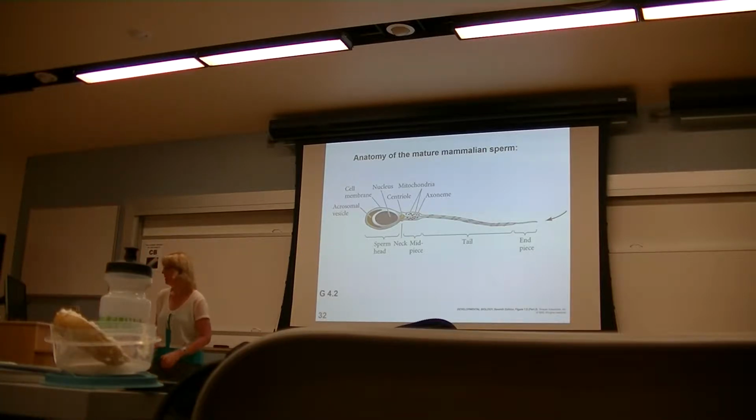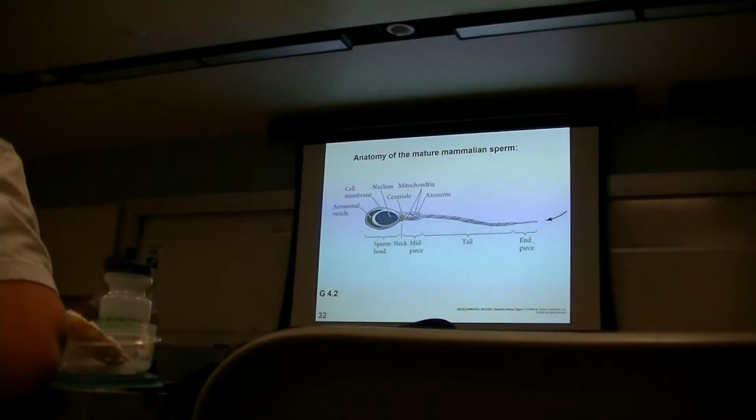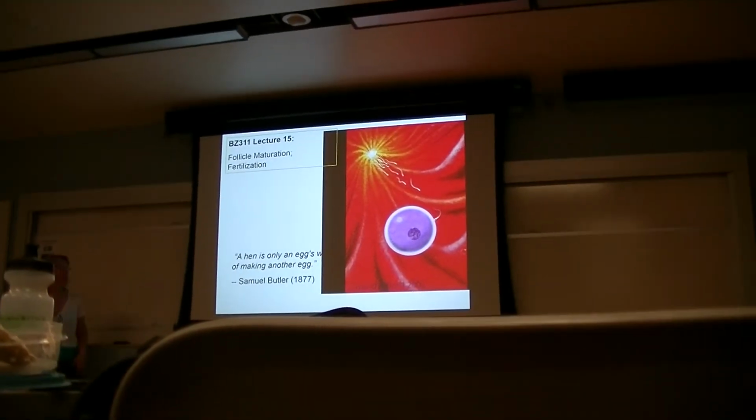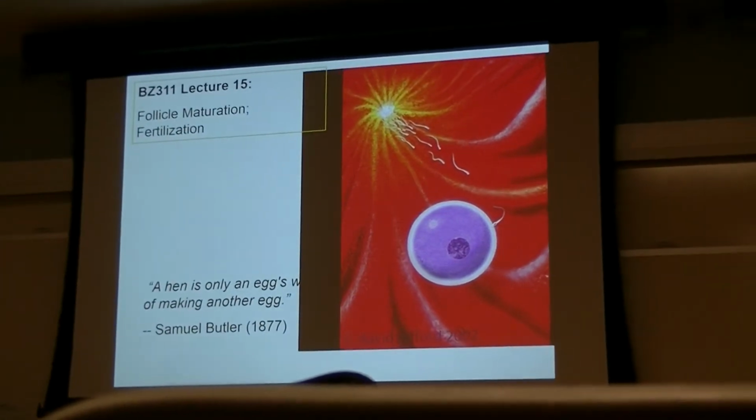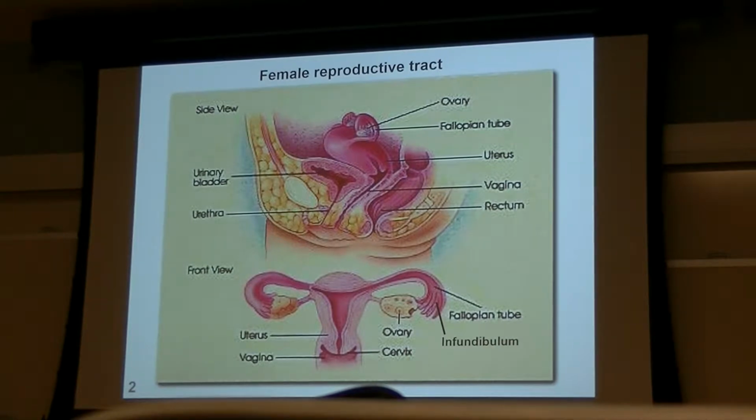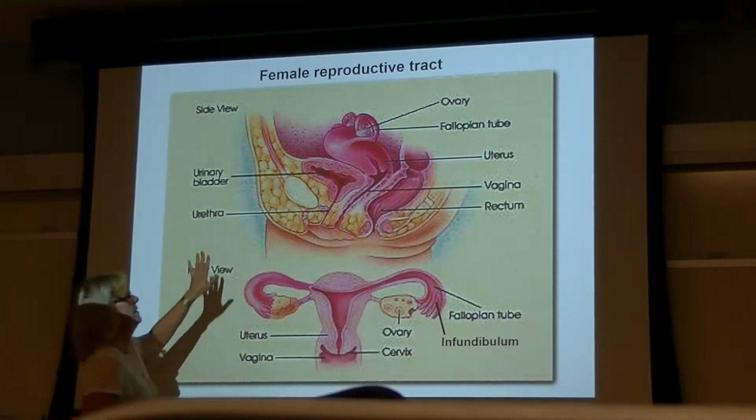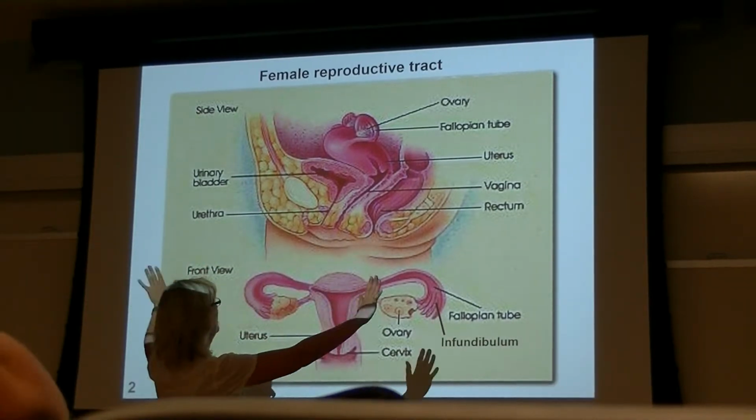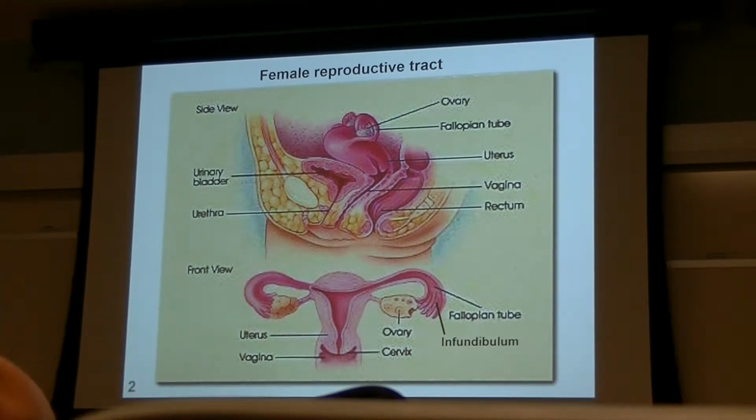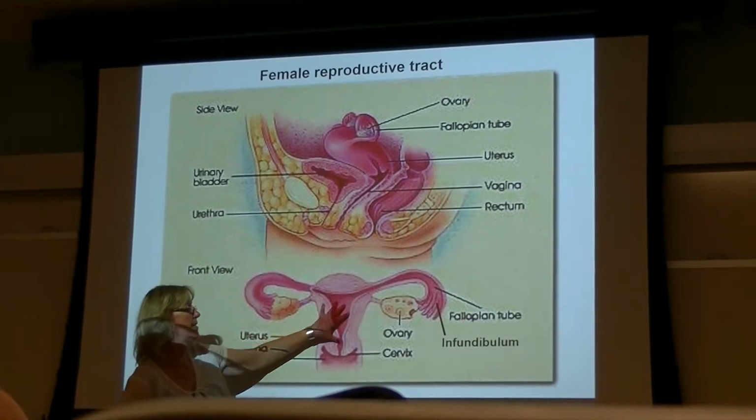So let's keep going on the theme of gamete production. And this time we're going to look a little bit more at the female side of things. And so here's a little diagram of the reproductive tract of females. This is sort of a cross-section laterally, if you will. And we have the vagina, the rectum, and the uterus. And here's the uterus, shown here.